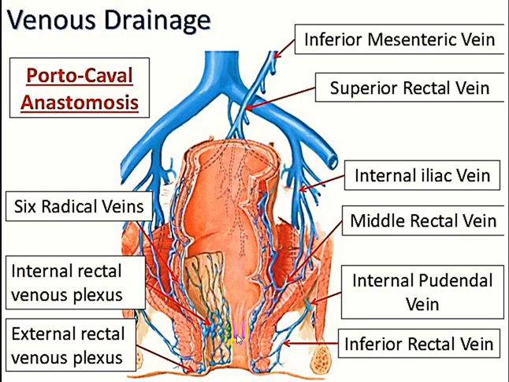And as you can see, above the pectinate line it is drained into the portosystemic system, through the superior rectal vein and then to the inferior mesenteric vein.